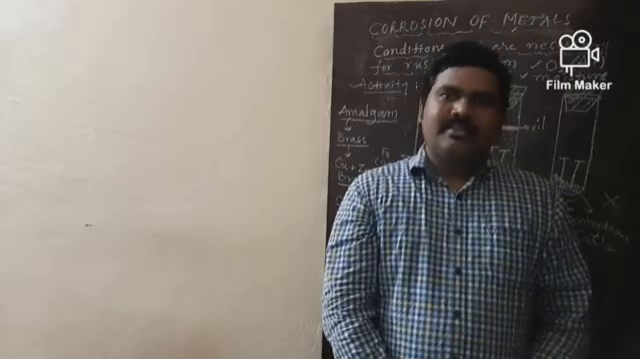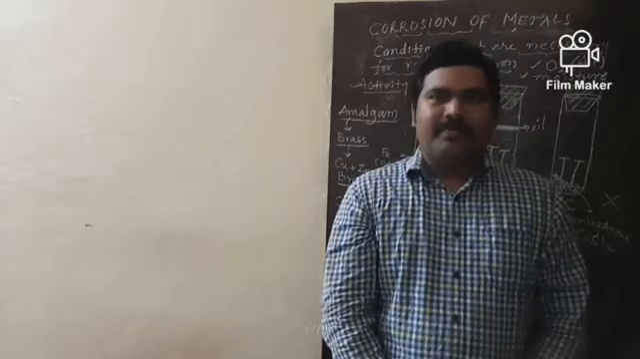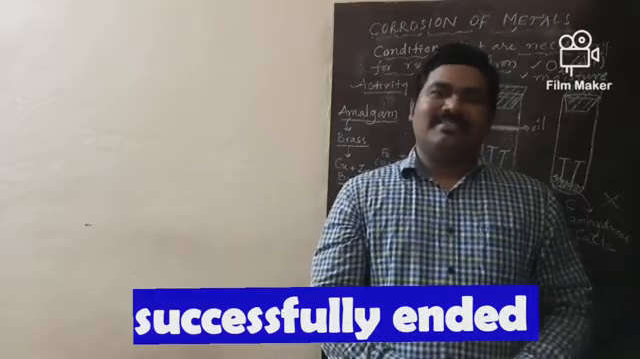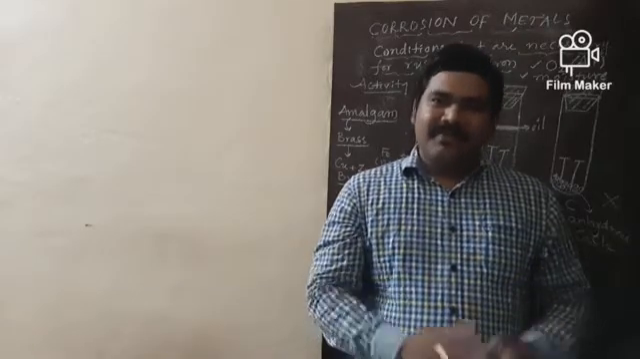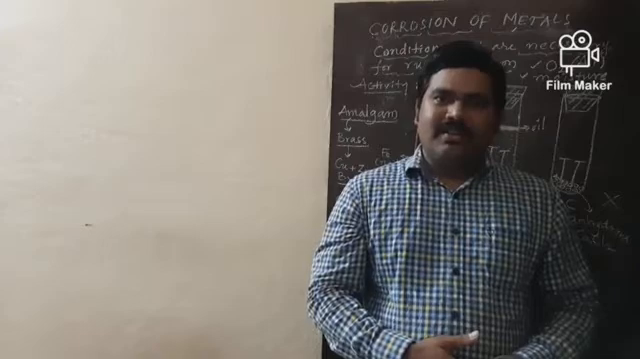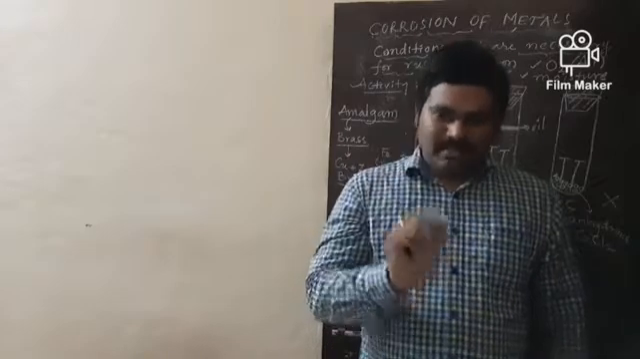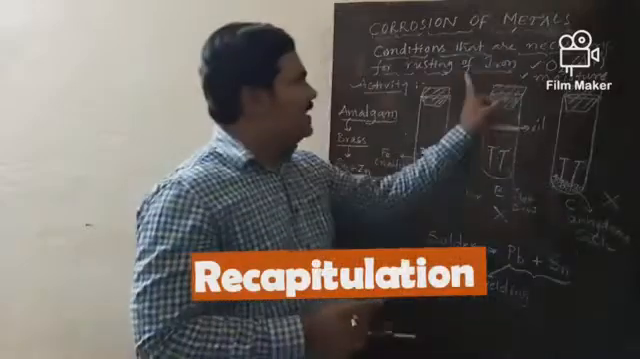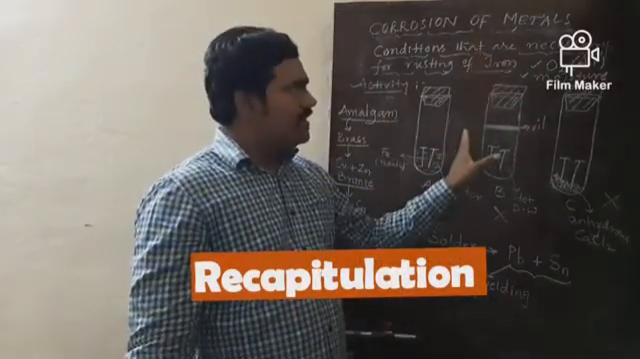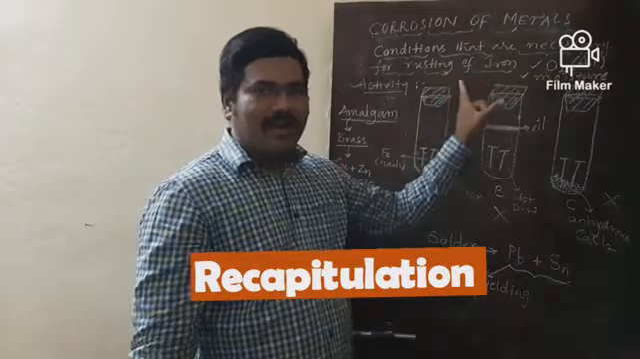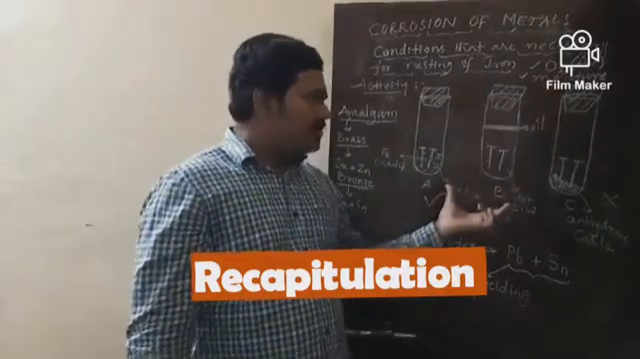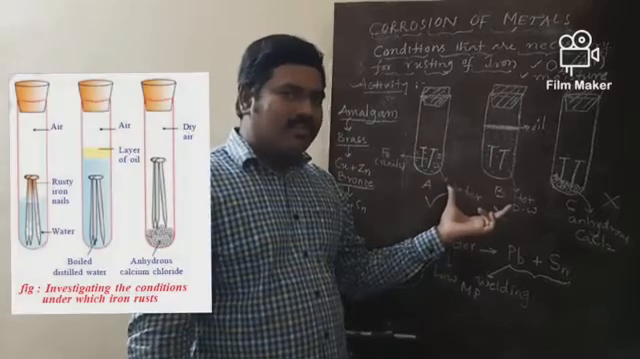With this, I have successfully ended this total chapter on metals and non-metals. Before ending this module, let me take 1 or 2 minutes to recapitulate. The necessary conditions for rusting of iron are 2. What are they? Oxygen and moisture. For that, one activity is there in our textbook, called the 3 test tube activity.